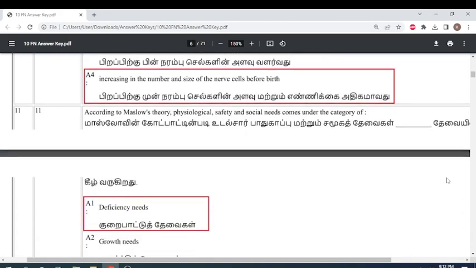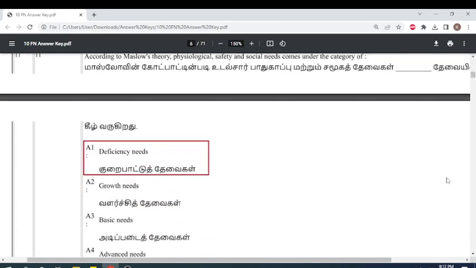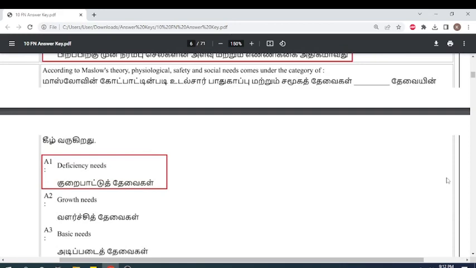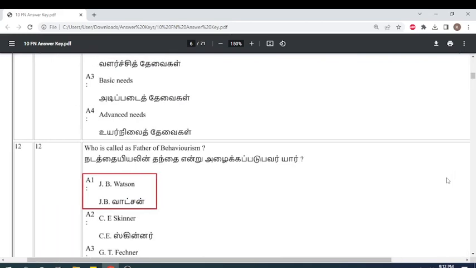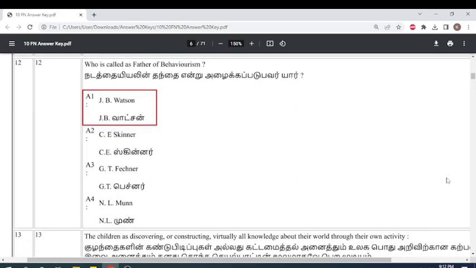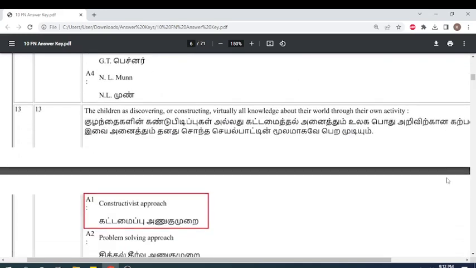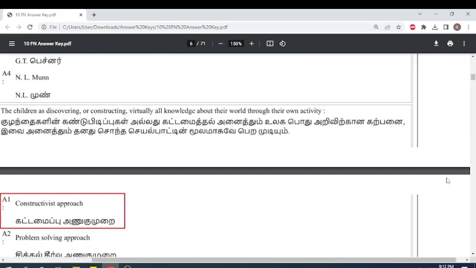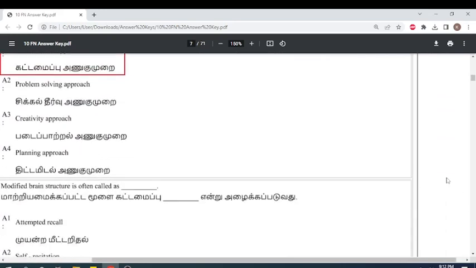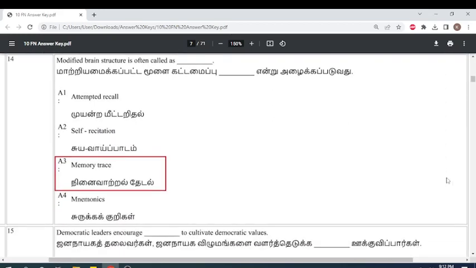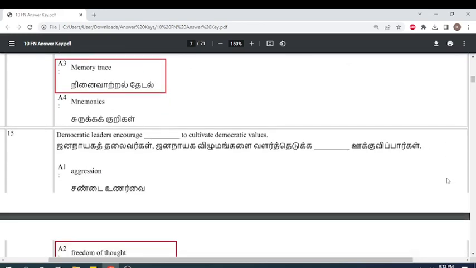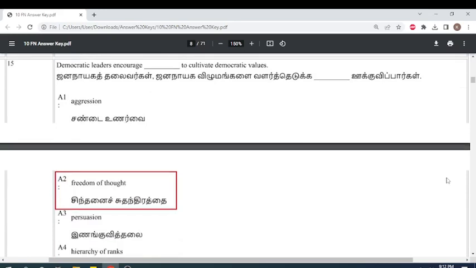11th question answer A1. 12th question answer A1. 13th question answer A1. 14th question answer A3. 15th question answer A2.